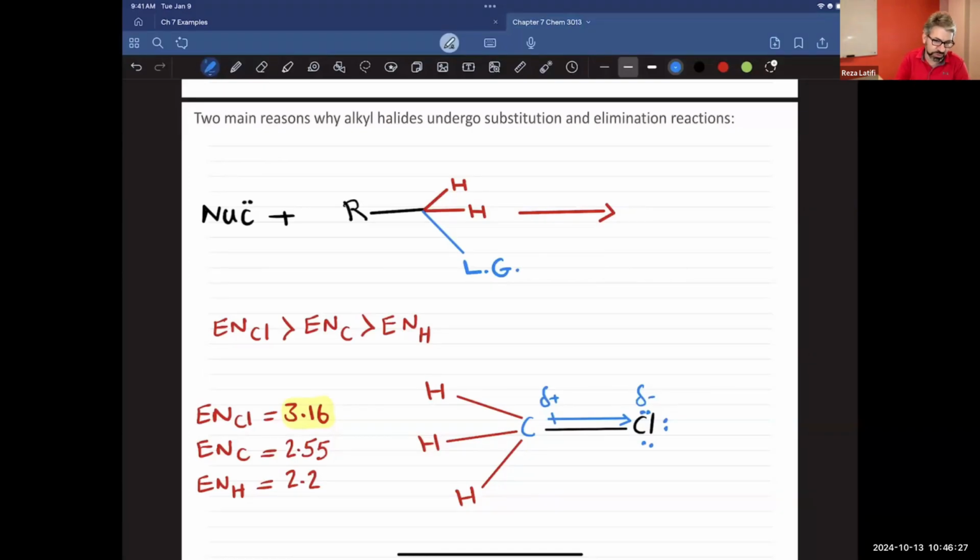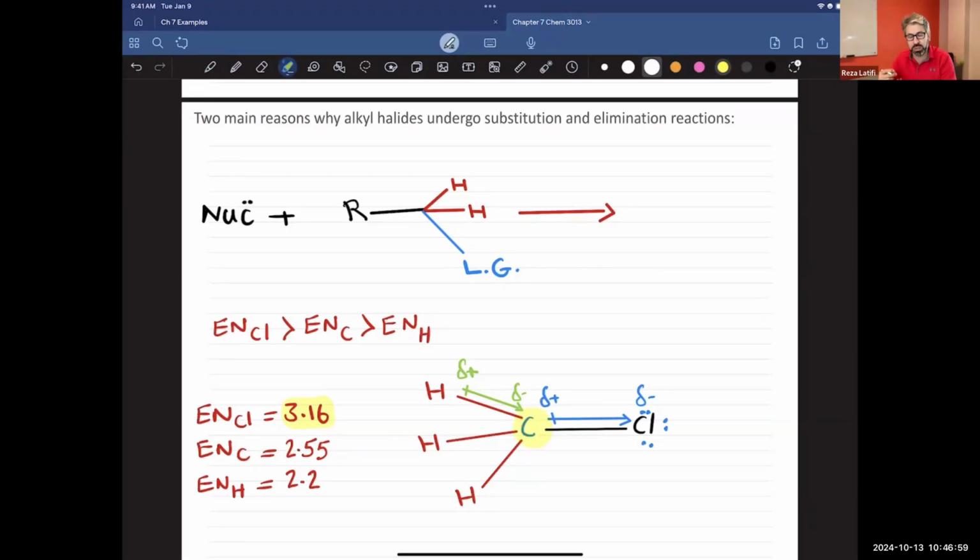And carbon will try to replace those missing electrons by pulling some electron density from hydrogen. But if you look at the electronegativity of hydrogen, it's not that far from carbon. It's 2.55 versus 2.2. And so the amount of electron density that hydrogen will give to carbon is not that significant. So under any condition, carbon is going to have a positive charge.